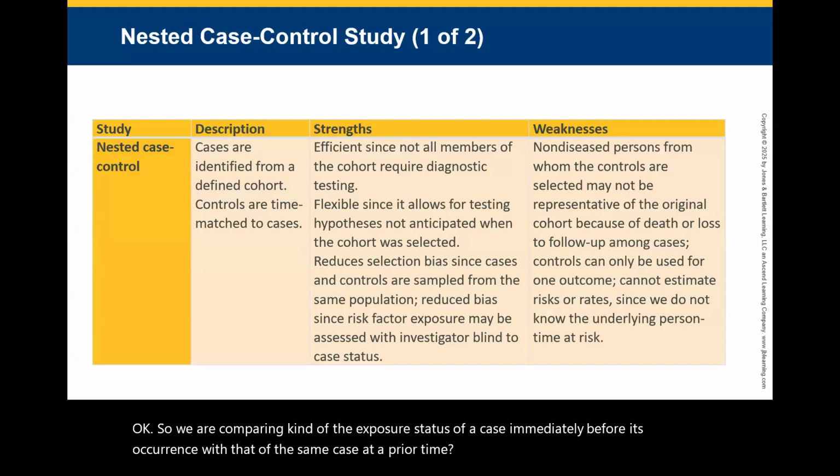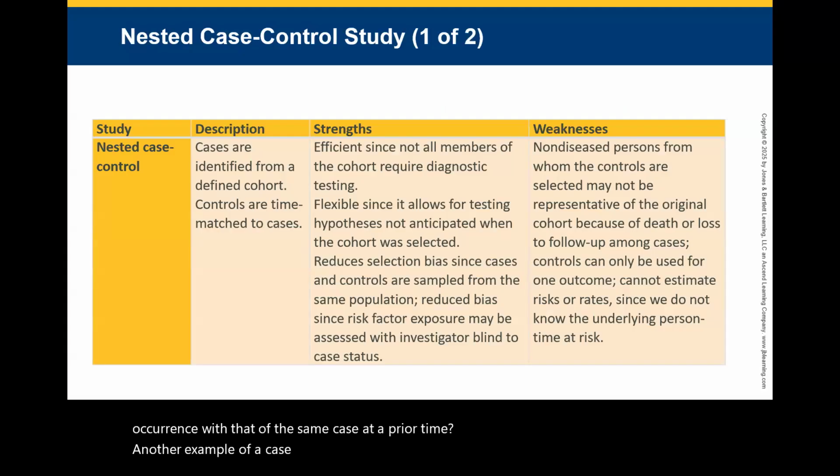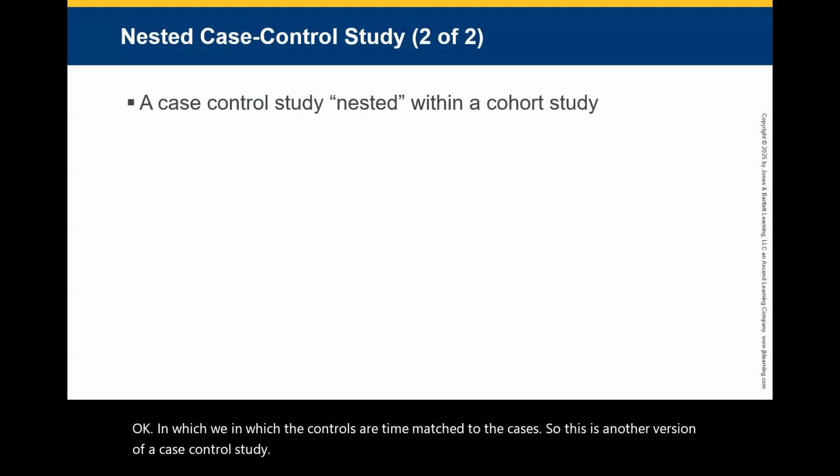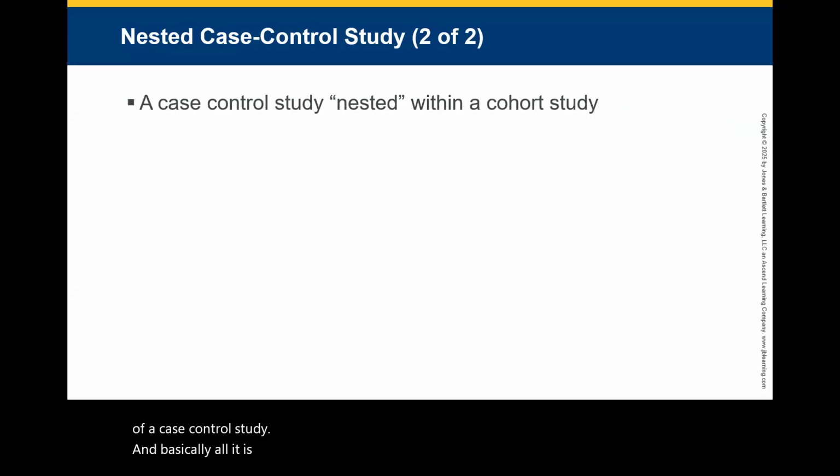Another example of a case control study is a nested case control, in which the controls are time matched to the cases. So this is another version of a case control study. And basically all it is, it's nested within the cohort study. So we're matching these up based on timing.